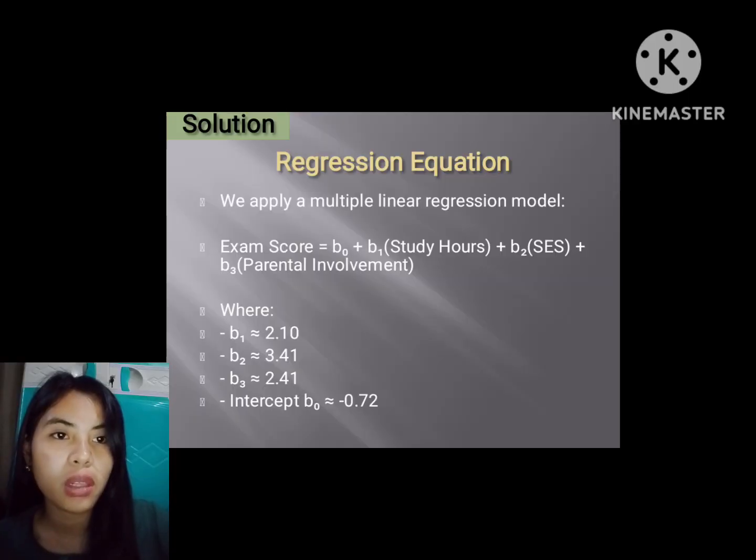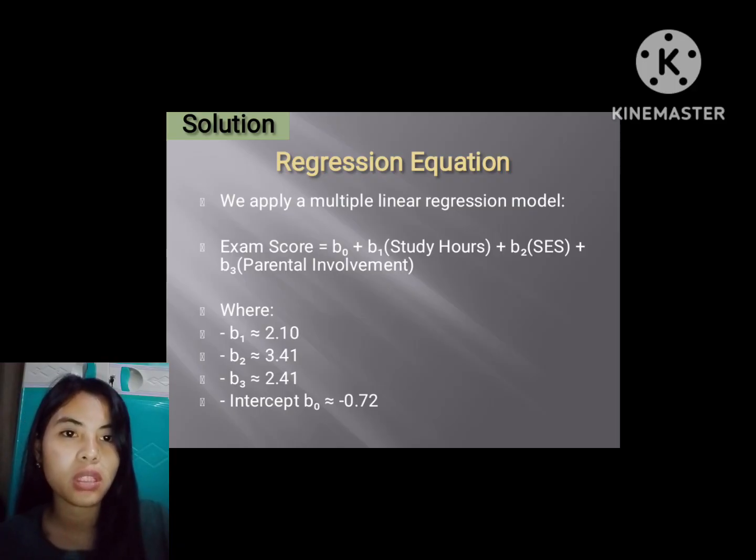So the formula looks like this. Exam score is equal to B0 plus B1 times study hours, plus B2 times socioeconomic status, plus B3 times parental involvement. In our model, B1 is about 2.10, meaning for every additional hour a student studies, their exam score increases by around 2.1 points.